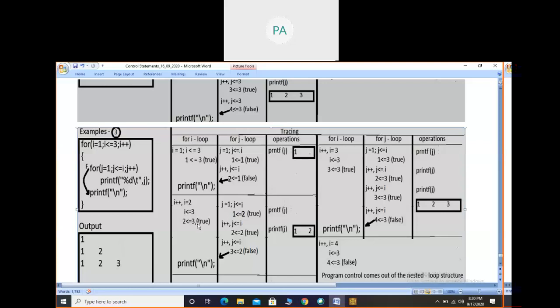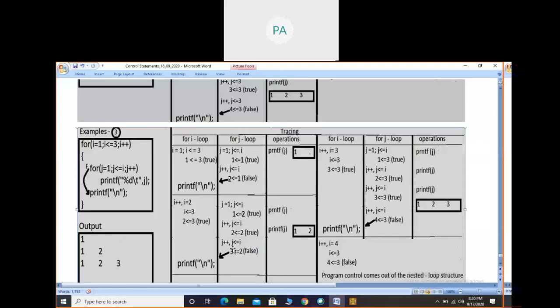2 less than or equal to 3. So next you look at the j loop, starts from 1. 1 less than or equal to 2, condition is true, print j. 2 less than or equal to 2, condition is true, print j. So 2 times we are printing, j value equal to 1 and j value equal to 2. So 1 and 2 are printed.